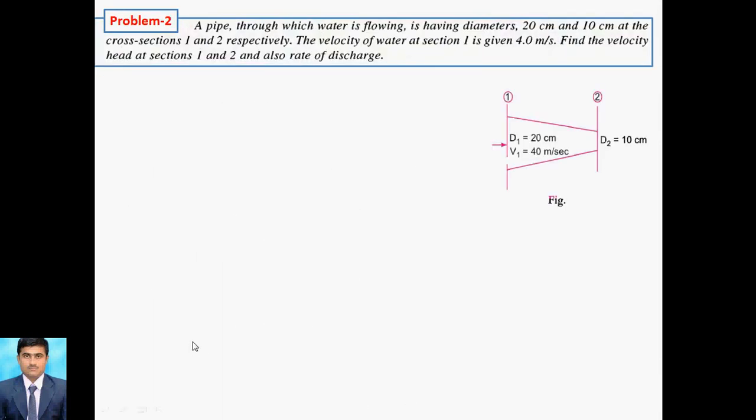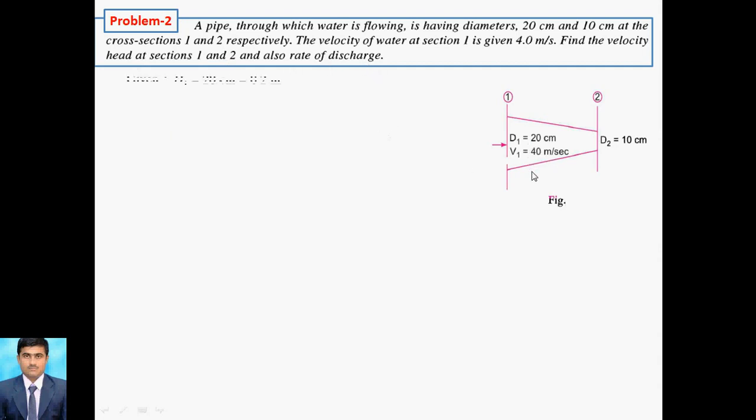Here I mentioned a pipe through which water is flowing. The diameters are 20 centimeter and 10 centimeter at cross sections 1 and 2 respectively. So 1 is 20 and 2 is 10. The velocity of water at section 1 is 4 meter per second, which is given. Find the velocity head at cross sections 1 and 2. So here v1 square by 2g and v2 square by 2g are asked in the question, and the rate of discharge, that is Q.